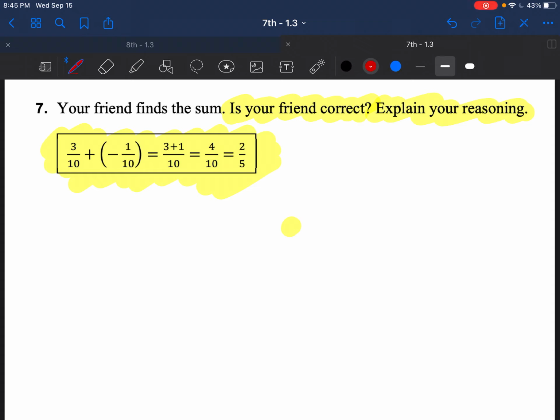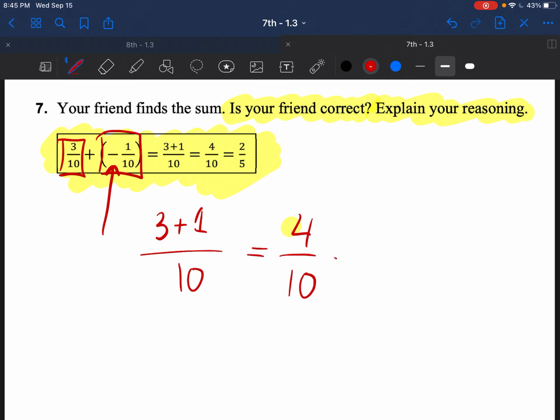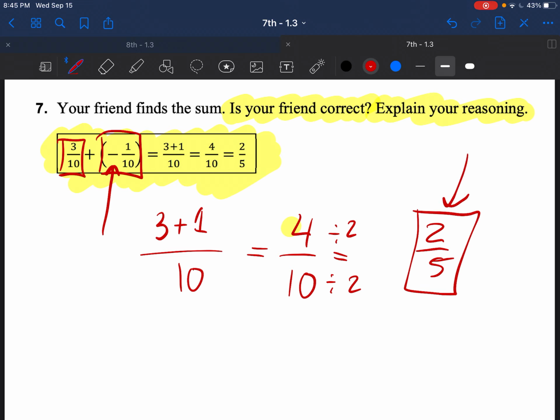Here we go. So let's see what our friend did. So they have 3 over 10 plus negative 1 over 10. They said 3 plus 1 is going to give you 4 over 10. They simplified, divided by 2, and then they got 2 over 5. Is your friend correct? Nope.